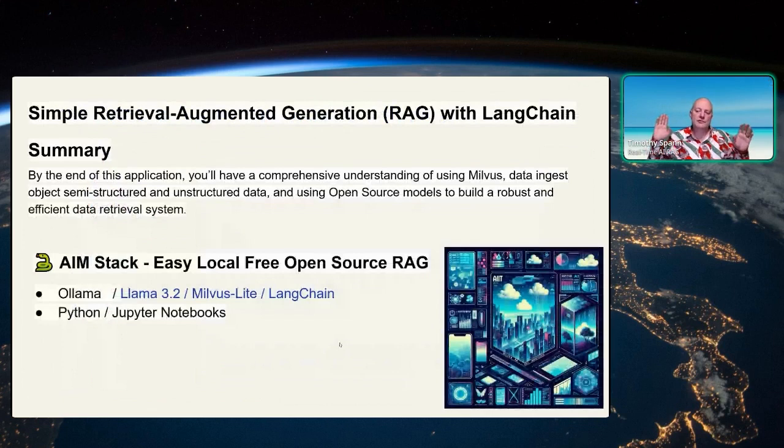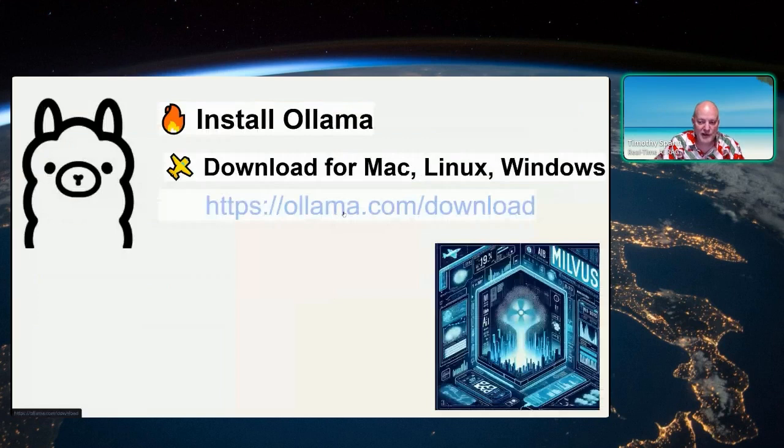So we're going to do simple RAG, and like we said, we try to keep everything open source as we can. Calling this the AIM stack. So we've got Ollama. Again, I went back and forth between Llama 3.1 and 3.2. 3.2 if you're not doing sensors. That seems to work better with more text data. Milvus Lite is the little local one. We picked LangChain. We're doing Python and Jupyter notebooks. That's our full stack there.